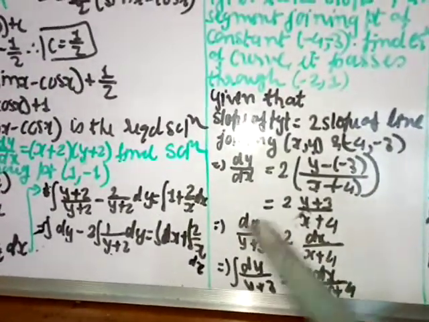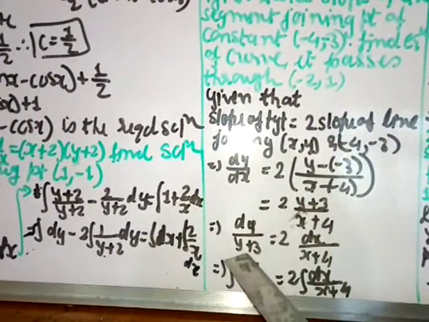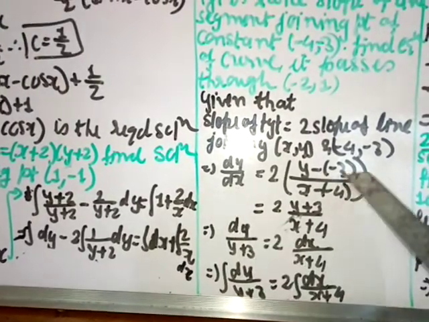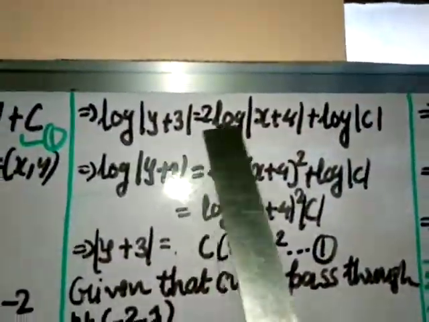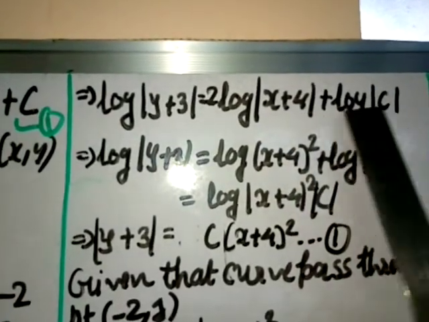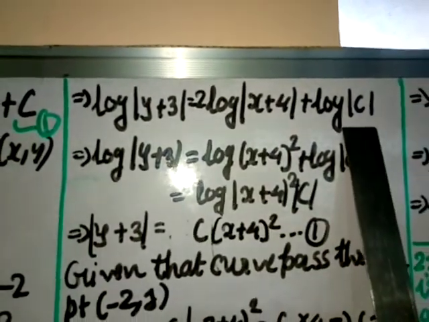Now separate the variables, dx and dy. So dy here and y plus 3 in the denominator equal to 2, dx you transfer here, so divide by x plus 4. Integrate both the sides, 2 is out of the integral, this is log and this also is log. So log y plus 3 equal to 2 log x plus 4 plus log c. Here both are log, so I am putting log c.